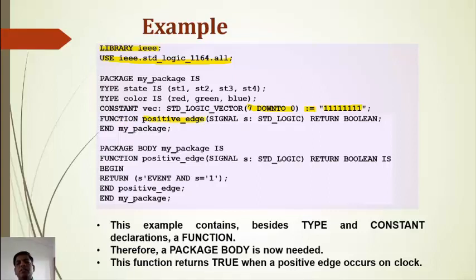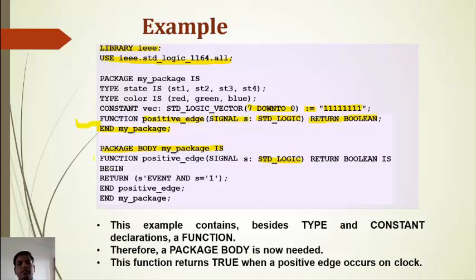positive_edge(signal S: std_logic) return boolean; end my_package; So here the function should be declared. So package body my_package is function positive_edge(signal S: std_logic) return boolean is begin return S'event and S = '1'; end positive_edge; end my_package.